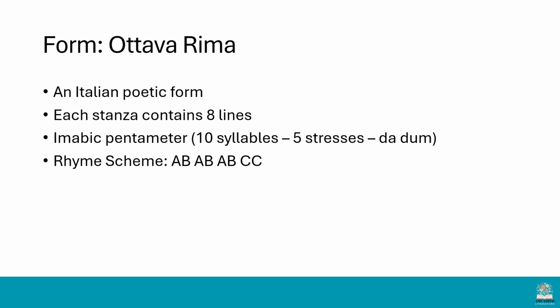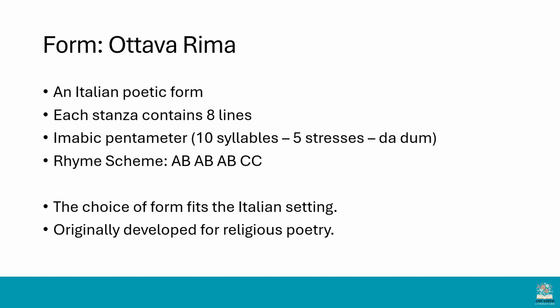The rhyme scheme in ottava rima is A, B, A, B, C, C. So we have that couplet at the end of each stanza. Now, this particular choice of form fits the Italian setting really nicely. It's really appropriate that Keats has chosen to use this for an Italian-themed poem. But it's also interesting because the form was originally developed for religious poetry, and we're going to see an awful lot of religious imagery used to describe the lovers in this particular poem. So that, again, is a nice connection that Keats has made.